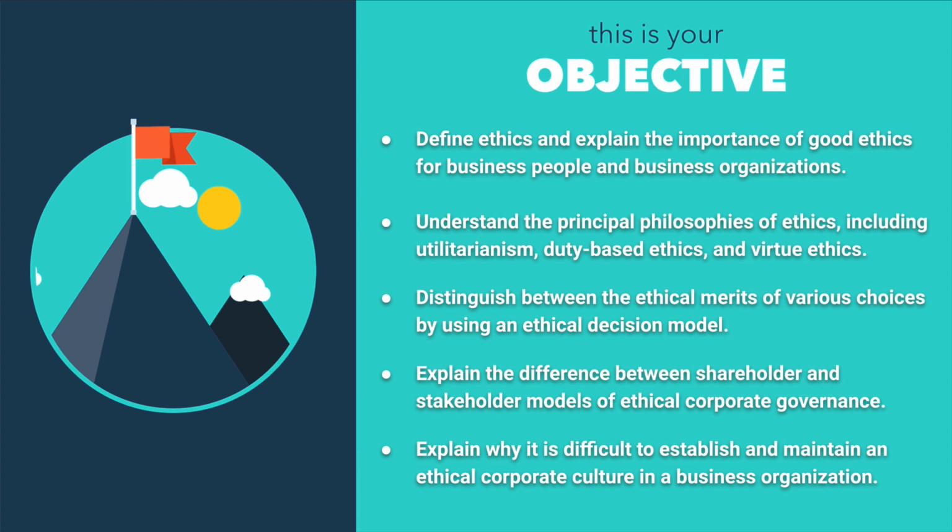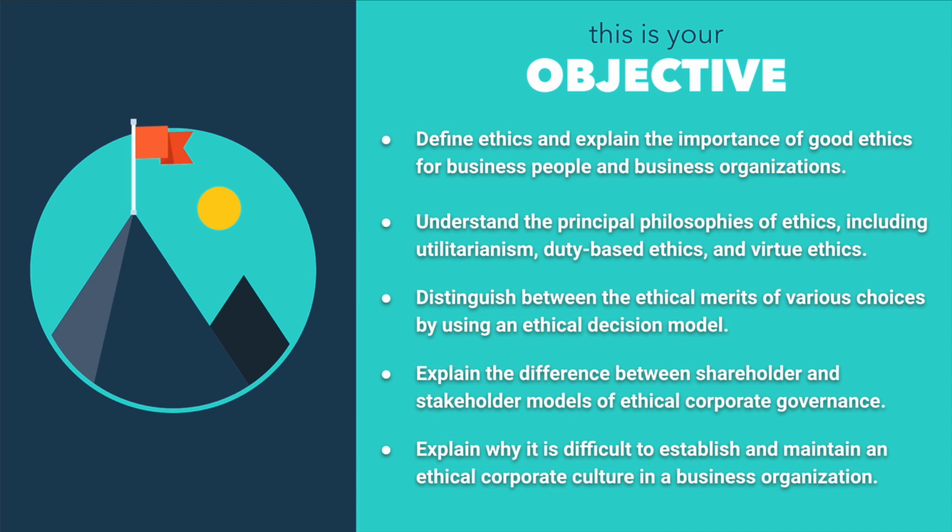After reading this chapter, we should understand the following: what ethics is and be able to explain the importance of good ethics for business people and business organizations. We should understand the principal philosophies of ethics, including interest-based ethical theories, duty-based ethical theories, rights-based ethical theories, and virtue-based ethical theories. We should be able to distinguish between ethical merits of various choices by using an ethical decision model.